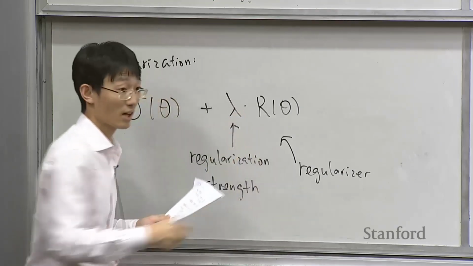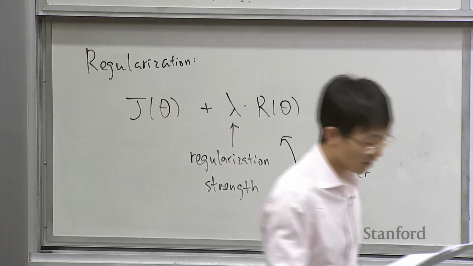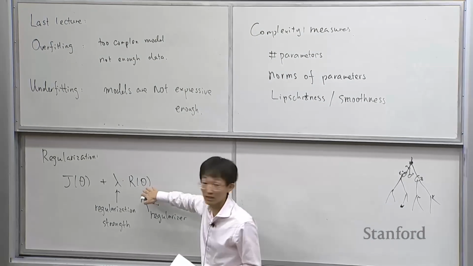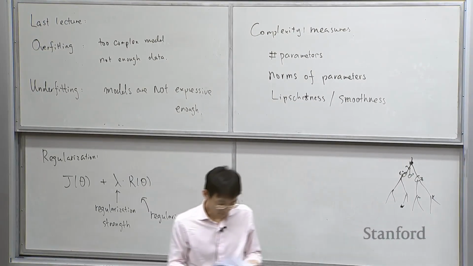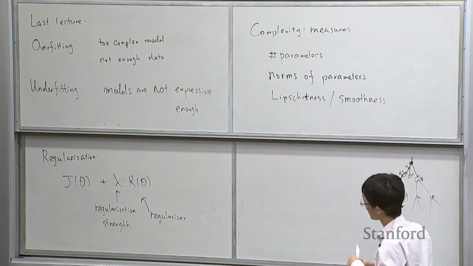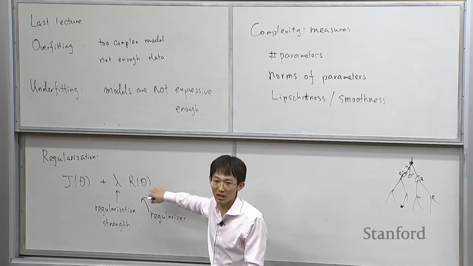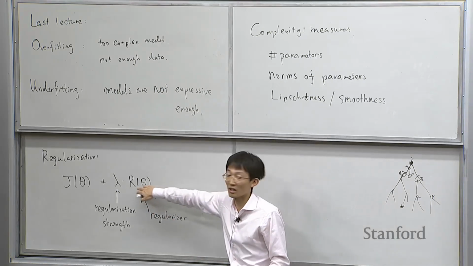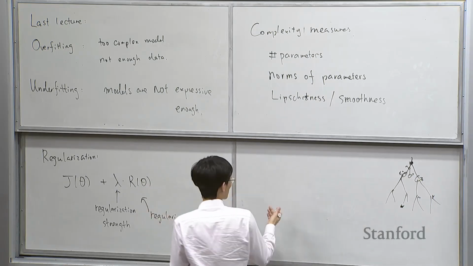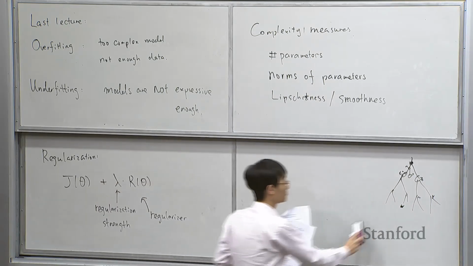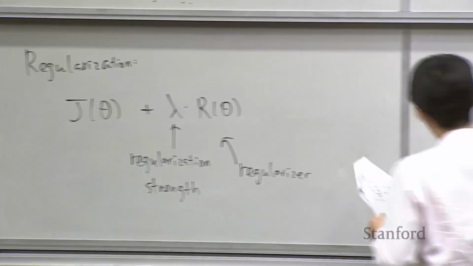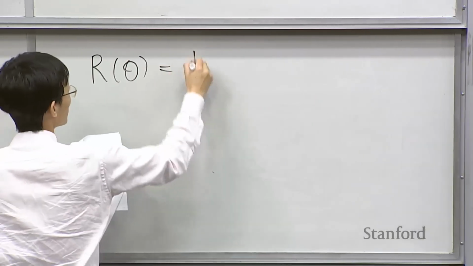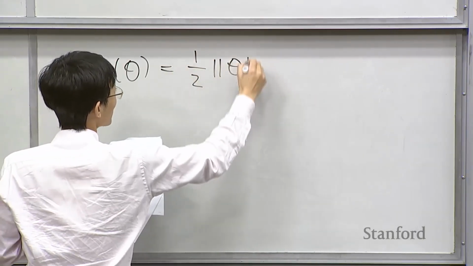So this lambda is a scalar, and r of theta is a function of theta, which will change as theta changes. The goal of r of theta is to add additional encouragement to find a model theta such that r of theta is small. So for example, a typical r of theta could be something like L2 regularization. This is probably the most common choice.